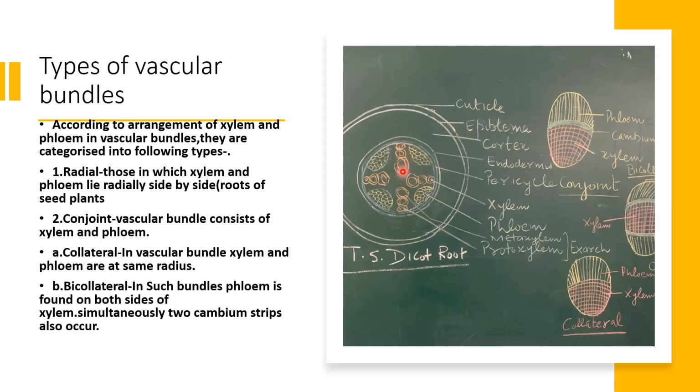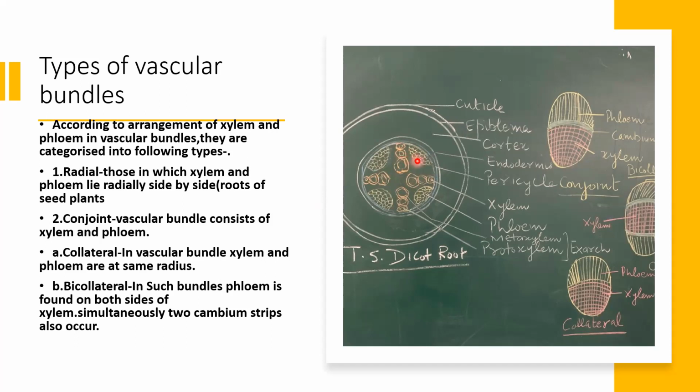Now, here 4 xylem bundles are there. If 4 bundles, tetrarch condition. If 2, diarch. If 3, triarch. If 5, pentarch. If more than 5, polyarch condition. So the arrangement is a radial arrangement. Xylem is alternating with the phloem.